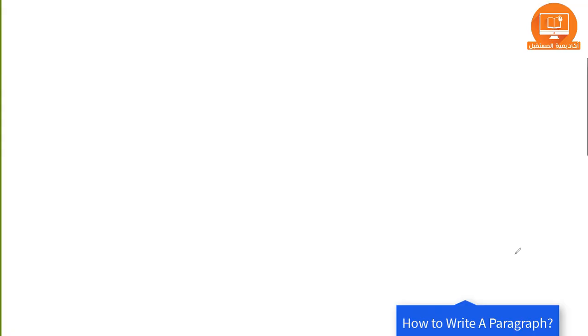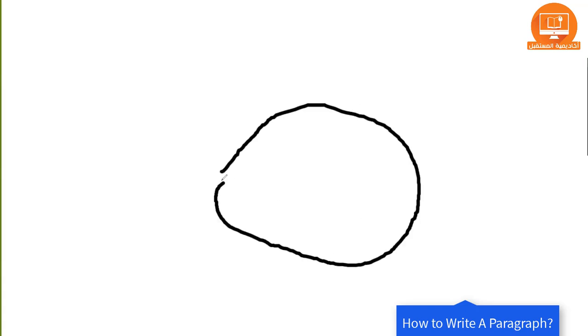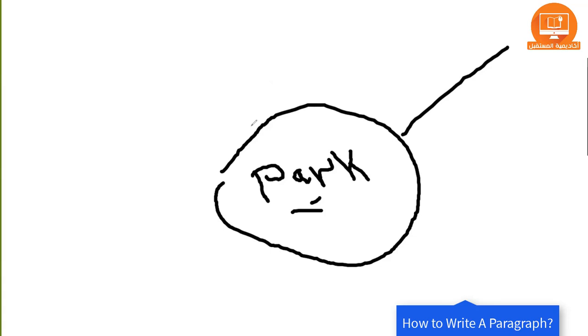Now, how can you write a paragraph? First of all, you must care about some things. You must put the name of the topic in the middle of the circle. For example, if he said write a paragraph about a park, and he said write seven sentences, you must have seven ideas. So please do something like a draft, something like this.